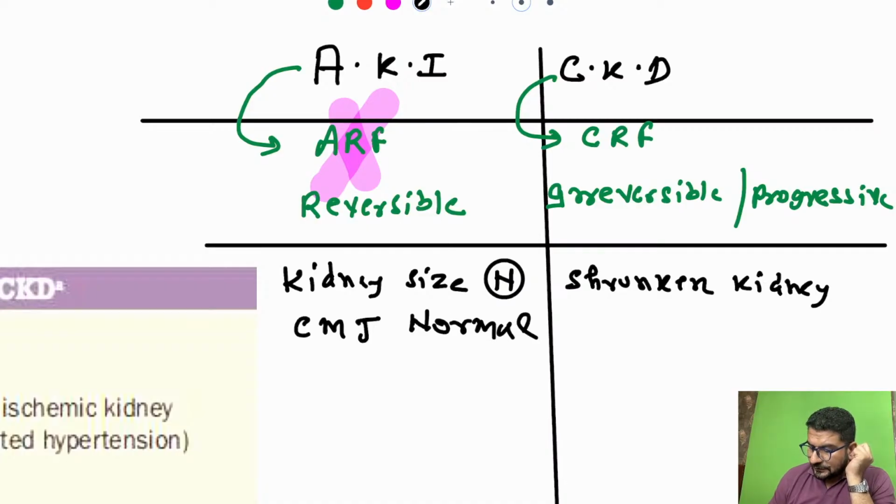Corticomedullary junction, this is normally clearly visible in AKI. This corticomedullary junction will disappear or is lost in CKD. Clear? Any doubt guys? Now understand this thing.